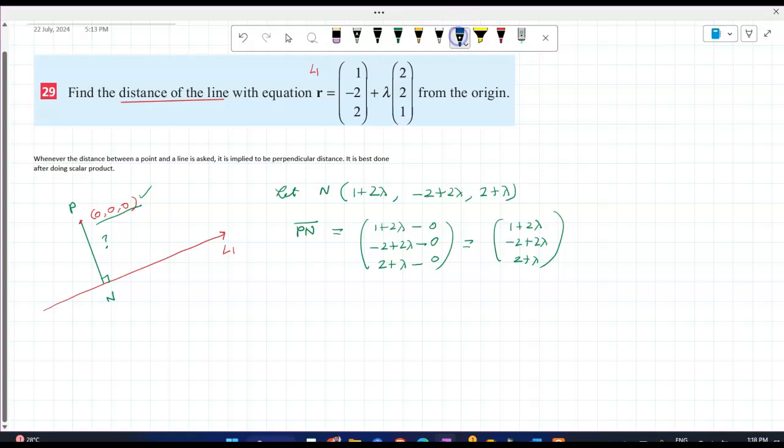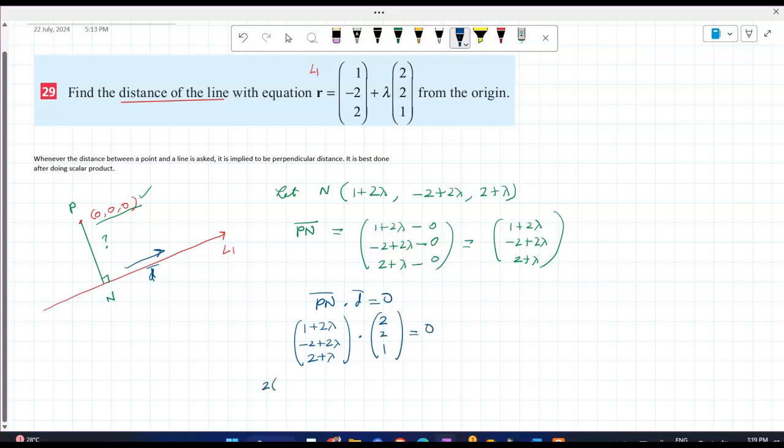The next thing you'll do is take the dot product with the direction vector. Pn dot the direction vector of the line will be 0. So what's your Pn? 1 plus 2 lambda, minus 2 plus 2 lambda, 2 plus lambda. Dot, what's my direction vector of the line? 2, 2, 1, is equal to 0.